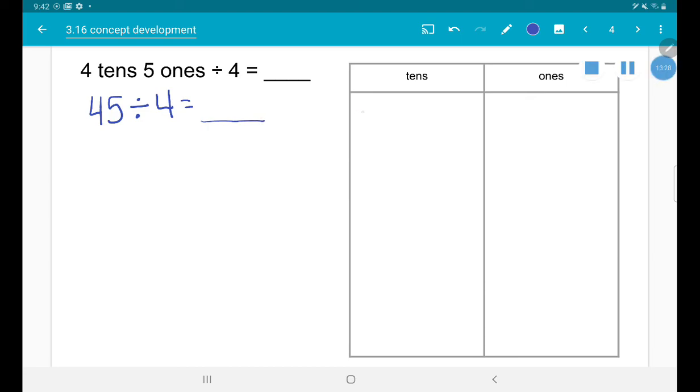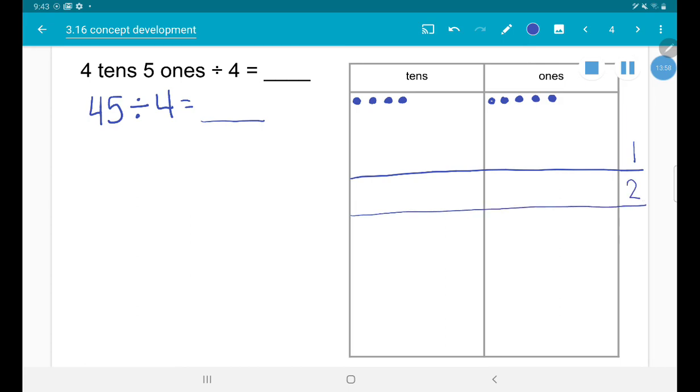Okay, so go ahead and put your 10s and 1s in your place value chart and divide it into groups. What if it's not equal? We're going to talk about that in just a second. 45 divided by 4. That makes 4 groups. The 1s is not going to be equal. Remember, we're dividing 45 into 4 equal groups.